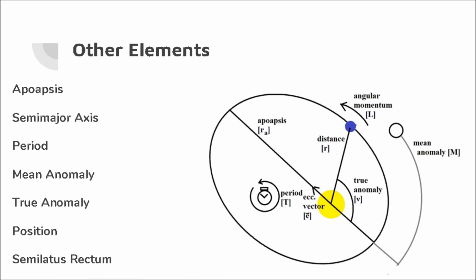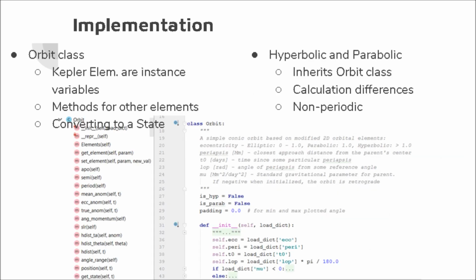So here's a list of a few other elements that might be useful in different situations. My program can calculate these as well. When you open up the program, you'll see that there's a class called Orbit that has the Kepler elements as the instance variables. And if you need to calculate any of the other elements, there are methods or functions for that. And for the special cases of a flyby, there's a separate class for that, which basically overrides the orbit class. For example, an elliptical orbit is periodic, whereas in a flyby, you need the absolute time.